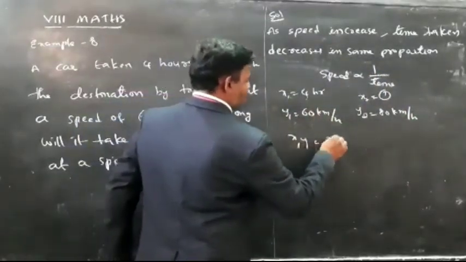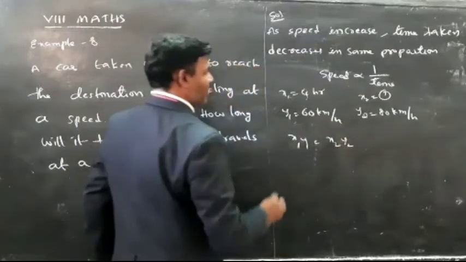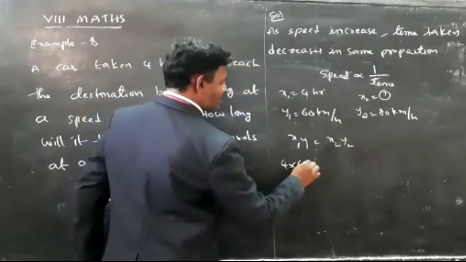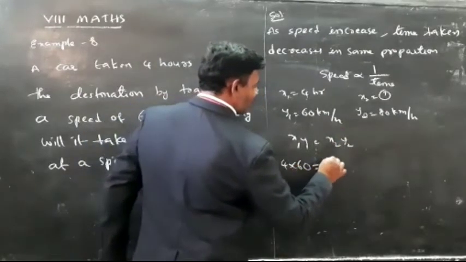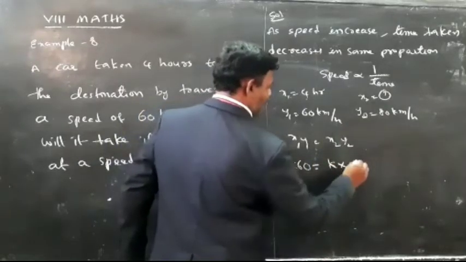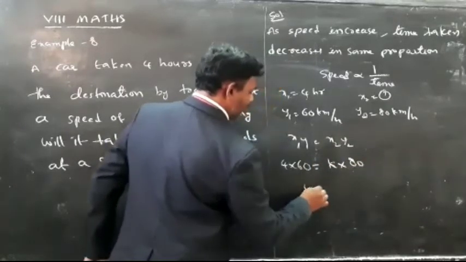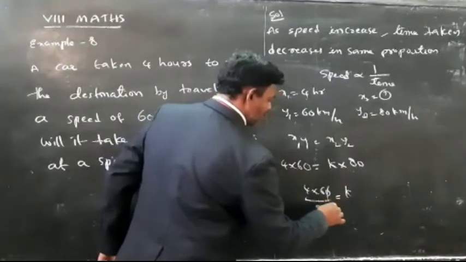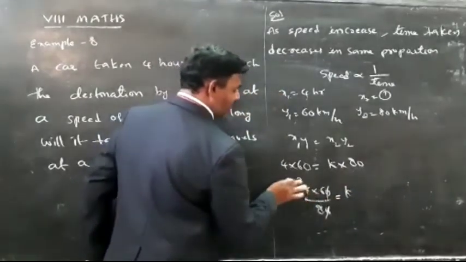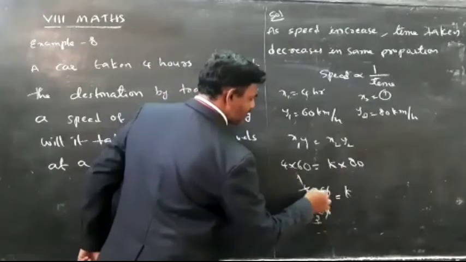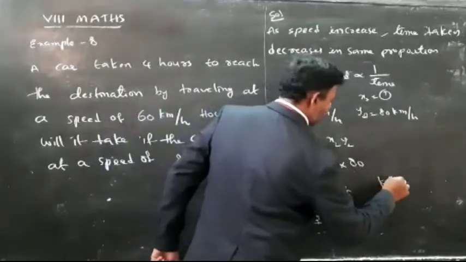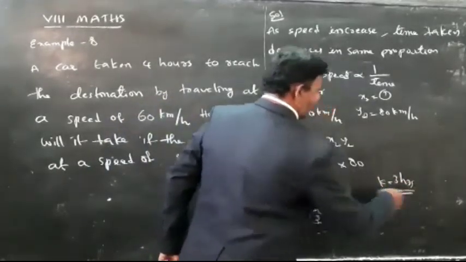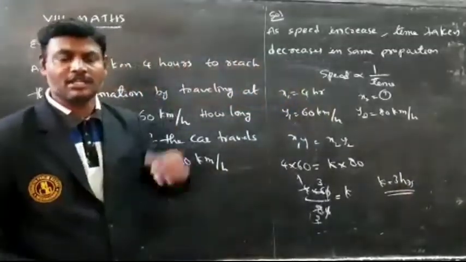x1 y1 is equal to x2 y2. What about x1? 4 into 60 is equal to, I am taking the time as k, into 80. Then 4 into 60 by 80 is equal to k. The zeros cancel. 4 ones are 4, 2 ones are 2, 2 threes are 6... So k is equal to 3 hours. In case 2, it took 3 hours to reach the destination.